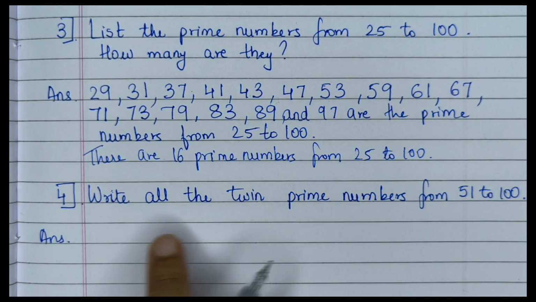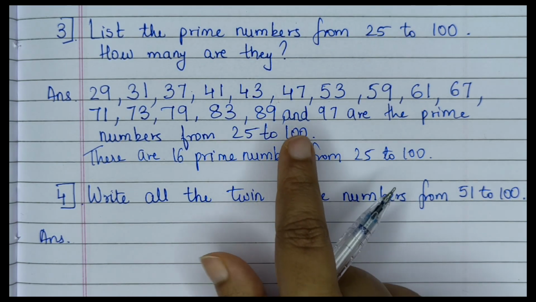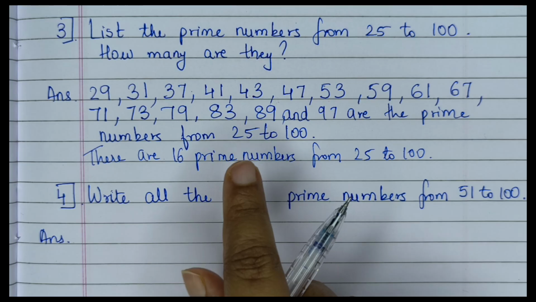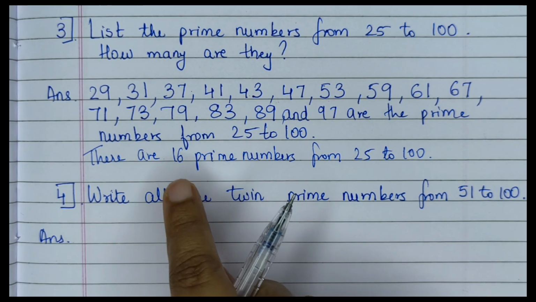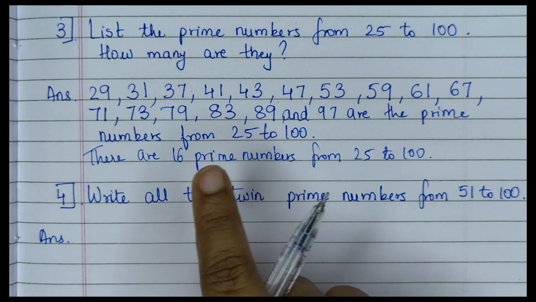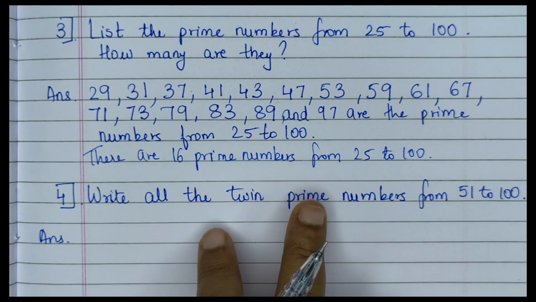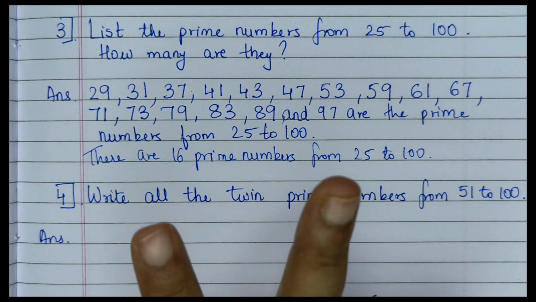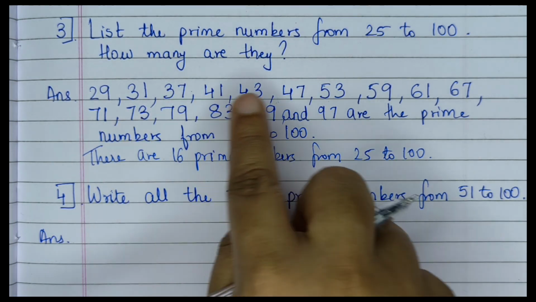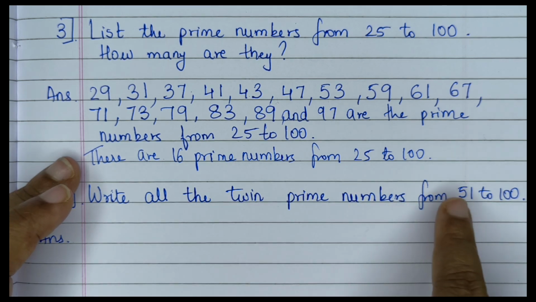Now see, write all the twin prime numbers from 51 to 100. Now you understood what is prime. Prime numbers are what? They are only divisible by 1 and the number itself. There are no other divisors for that number. So such numbers are called prime numbers. Now twin prime numbers, the difference between them is 2. I'll just tell you from here.